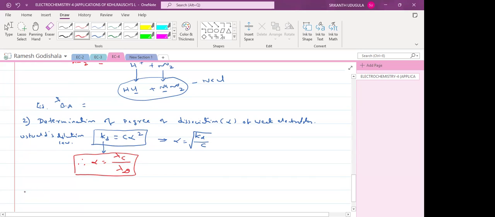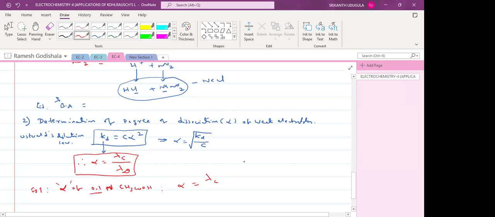Suppose you take example 1: alpha of 0.1 N acetic acid. We take 0.1 N acetic acid. How does it come here? So the degree of dissociation of 0.1 N acetic acid solution: alpha is equal to lambda C. Lambda C, here we have 0.1 N acetic acid.